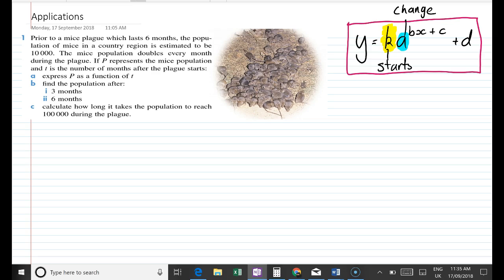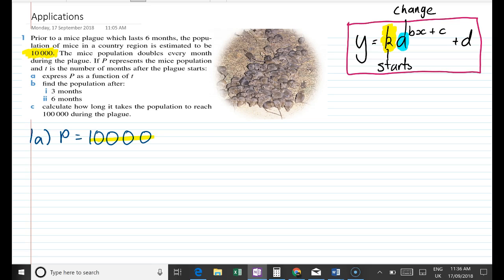Okay, so to do that, 1A, I'm just going to start off with P equals, okay, and now I need a number for K. I need a starting position. Okay, and here it starts with 10,000. 10,000 is my initial condition. 10,000 is what I have at the start before it starts changing. Okay, so I write 10,000 in that starting position.